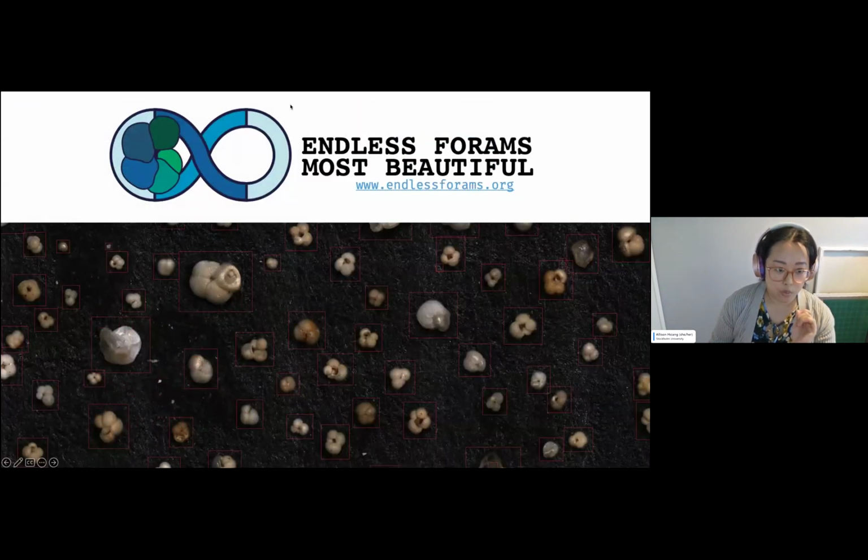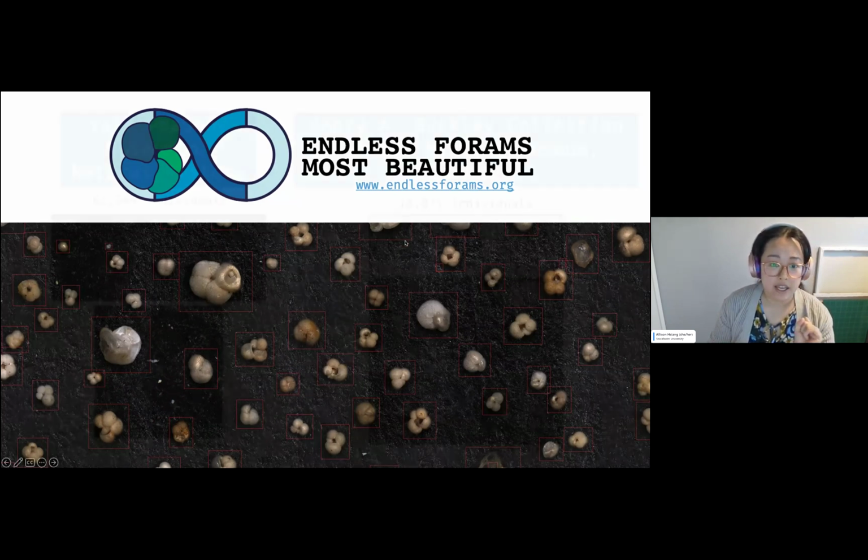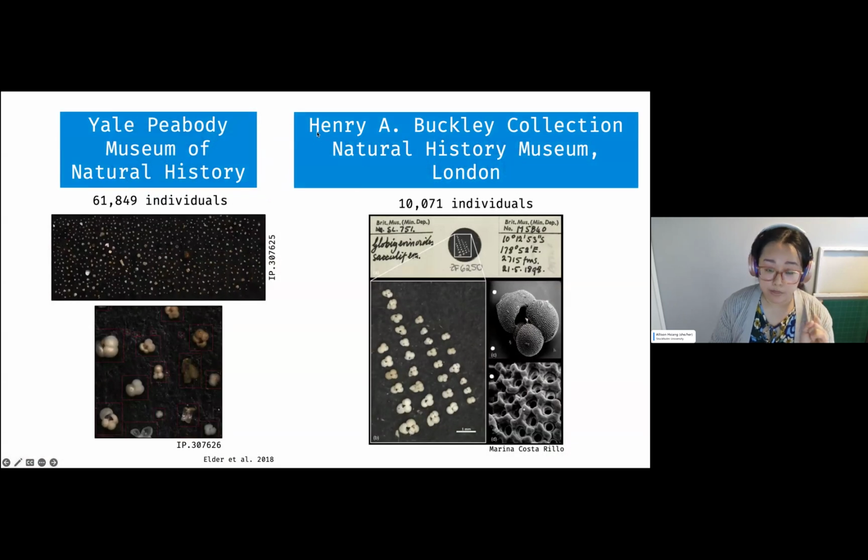So the examples that I just gave you are actually all with modern planktonic foraminifera. What we built AutoMorph for was to be able to not only automate the measurement of planktonic foraminifera, but also be able to identify them to the species level. For that, we had this project called Endless Forams, most beautiful. What we did here is we combined two data sets. One from the Yale Peabody Museum of Natural History, which contained about 60,000 individuals, and one from the Henry A. Buckley Collection of the Natural History Museum in London, which contained about 10,000 individuals.